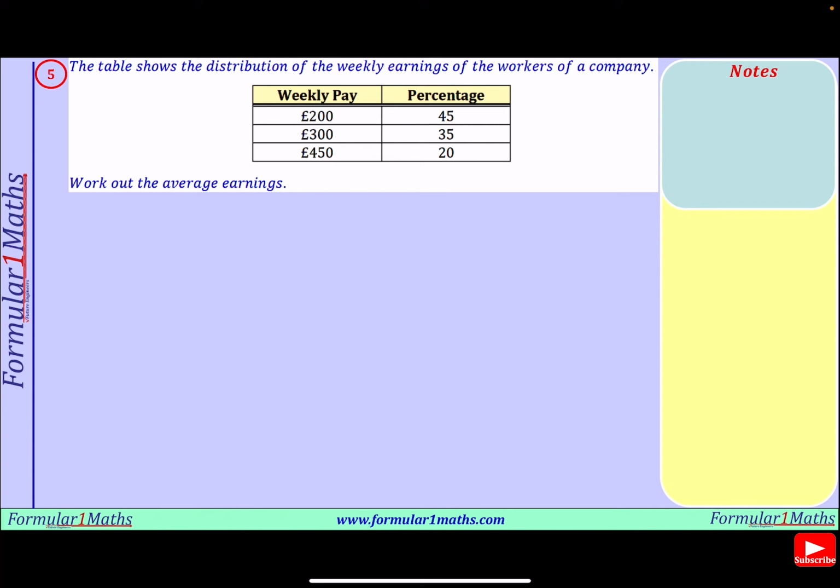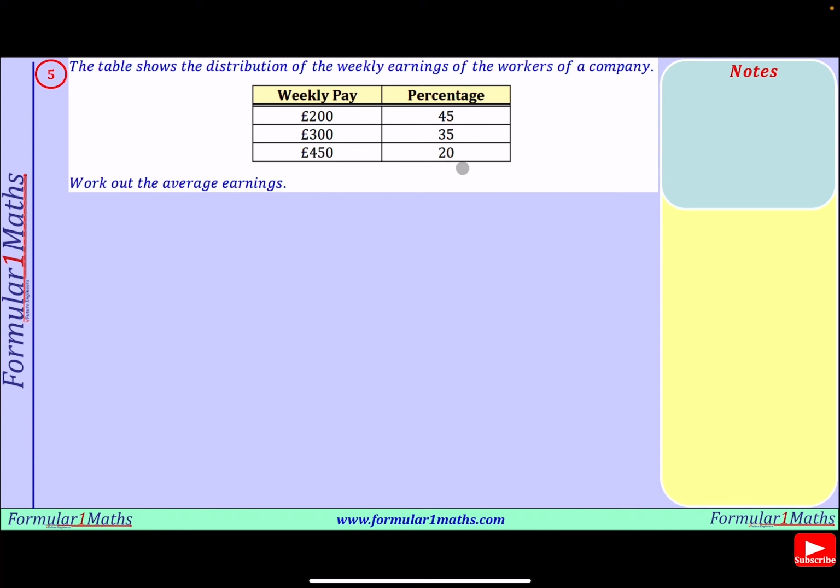Question 5. The table shows the distribution of the weekly earnings of the workers of a company. Work out the average earnings. So we have people earning £200 per week, that's 45%, the majority. £300 per week is 35%. And then £450 per week is 20%.